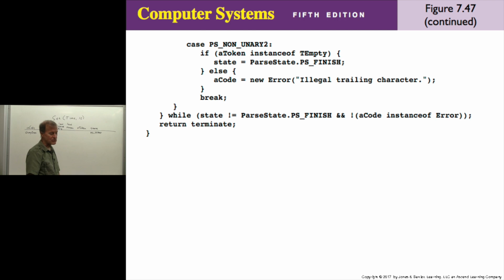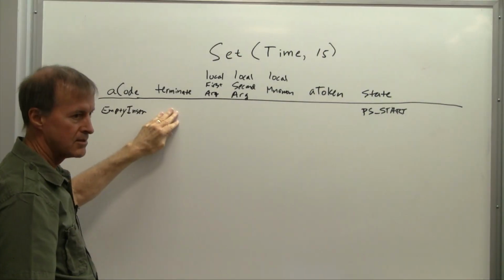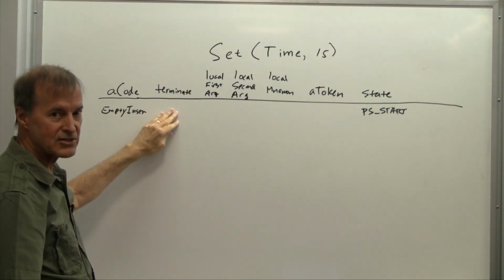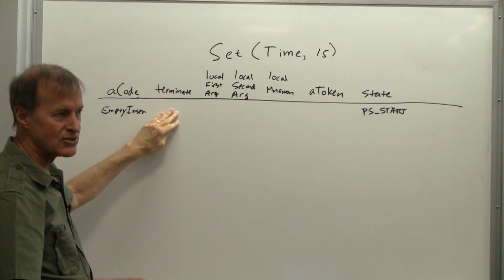And then at the very end of the do, it's while what? State is not equal to PS finished. So as long as state is not PS finished. We saw that's how you finish a line in the language. And not a code instance of error. So if it's an error, then we'll finish before we get to the end of the line. And then we return what? Terminate. So now what was terminate? It's a Boolean. And it's initialized. Let's go back and see how it's initialized.